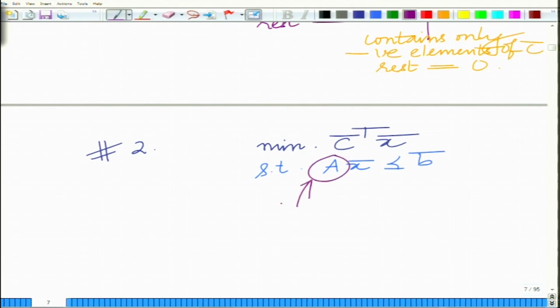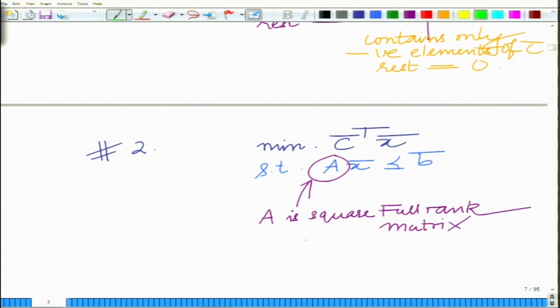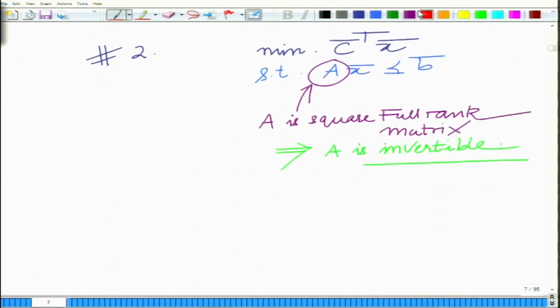To make the problem simple, we will say A is a square full rank matrix. This implies that A is invertible. Okay. A is a square full rank matrix, which implies that A is invertible. Okay. And we need to solve this optimization problem.